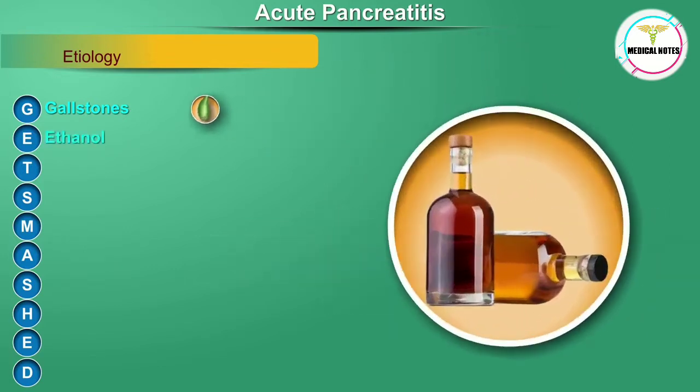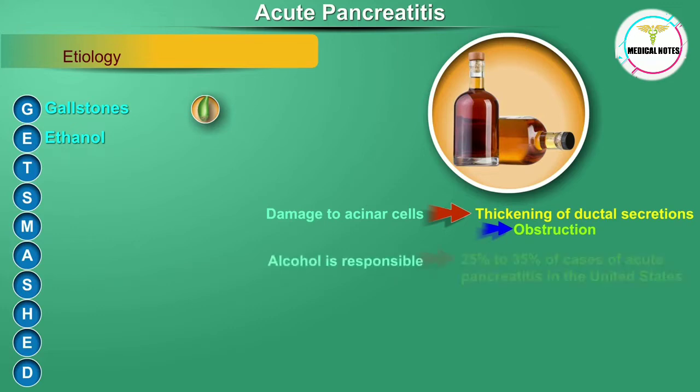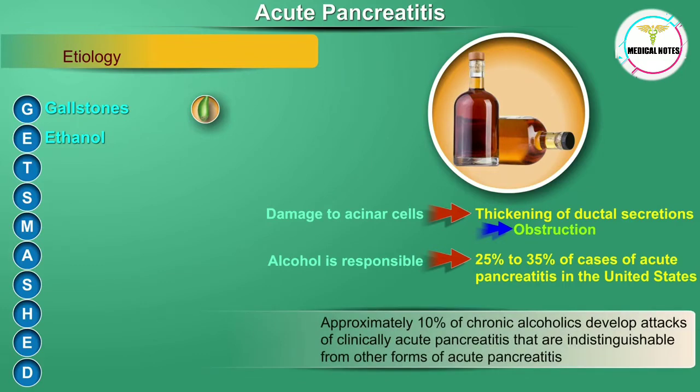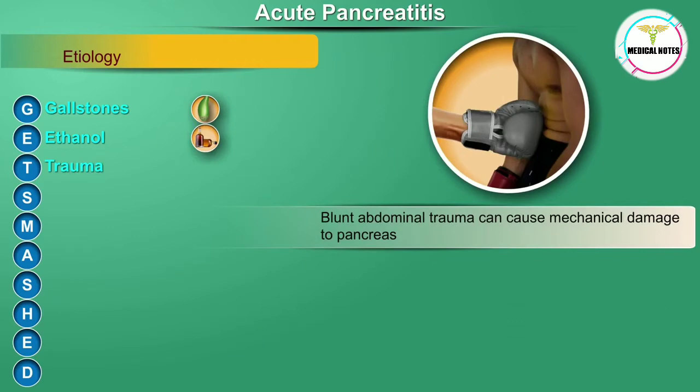E stands for ethanol. Damage to SNR cells resulting in thickening of ductal secretions leading to obstruction can be secondary to ethanol consumption. Alcohol is responsible for about 25 to 35% of cases of acute pancreatitis in the United States. Approximately 10% of chronic alcoholics develop attacks of clinically acute pancreatitis that are indistinguishable from the other forms of acute pancreatitis. T stands for trauma. Blunt abdominal trauma can cause mechanical damage to the pancreas, resulting in acute pancreatitis.